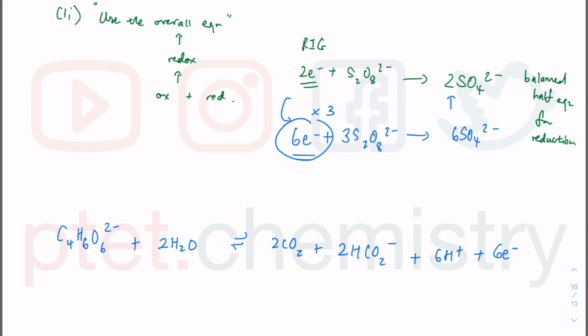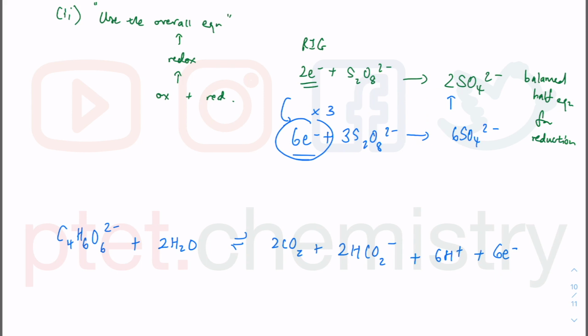I'm just simply taking out the 3S2O8 2 minus and the 6SO4 2 minus from the equation, such that this is whatever is left on the left, this is whatever is left on the right. I know 6 electrons there, because if I know these half equations, then I know I need to have 6 electrons if I multiply the whole thing by 3 there.